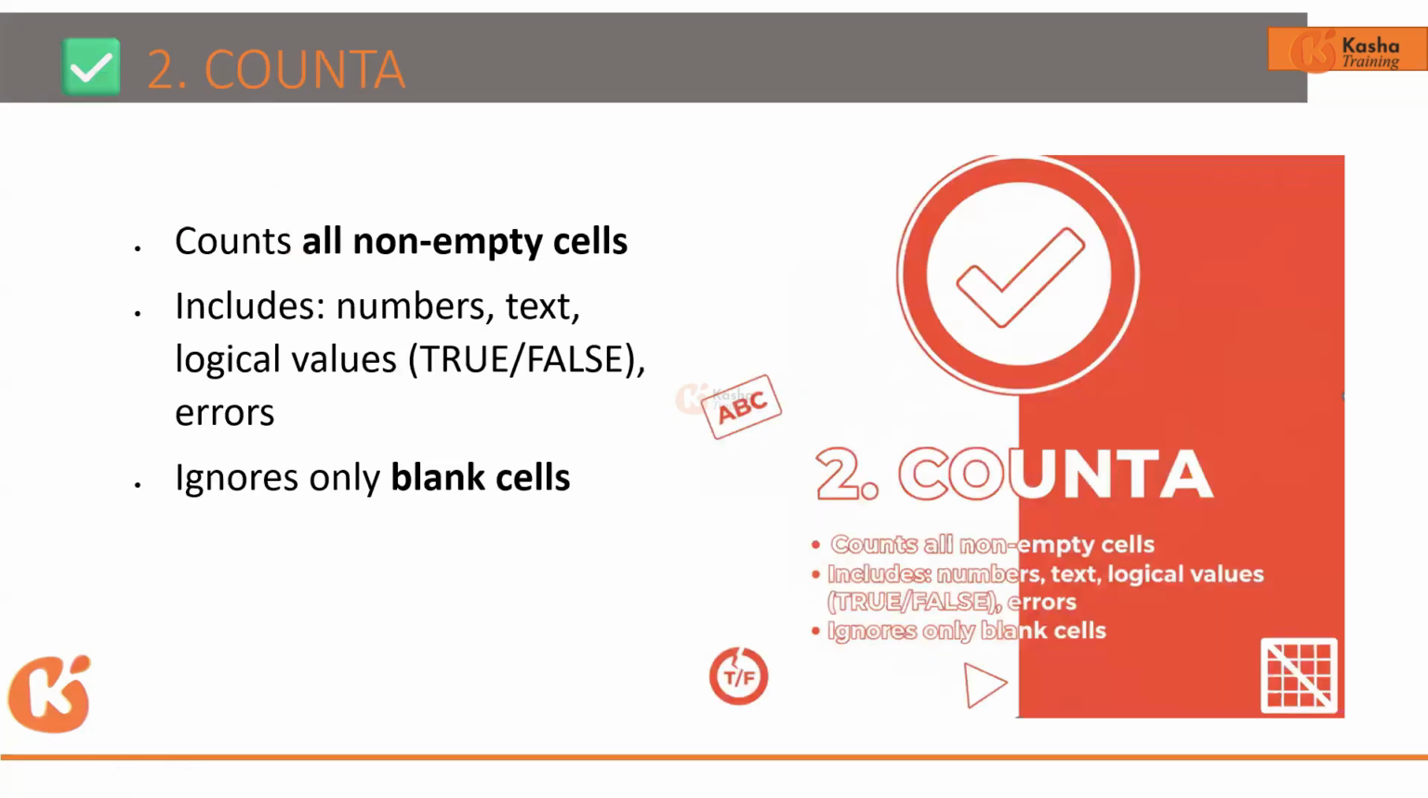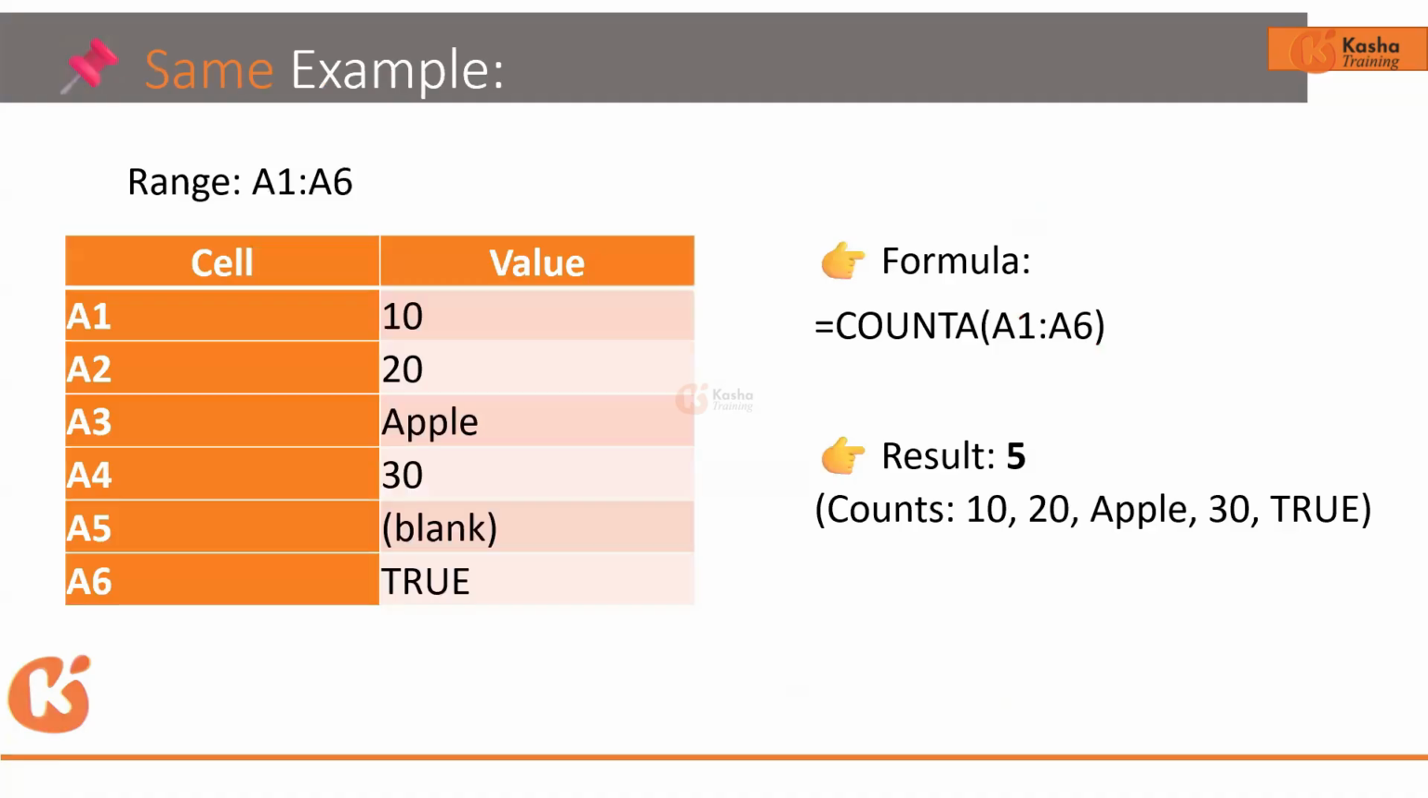Now let's see what is COUNTA. COUNTA counts all the values except for blank cells. So it counts all non-empty cells, which means it counts your numbers, your text, your true, false, and any error. Whatever it is, it will count everything except for empty cells. So COUNTA ignores blank cells. Let's see with the example.